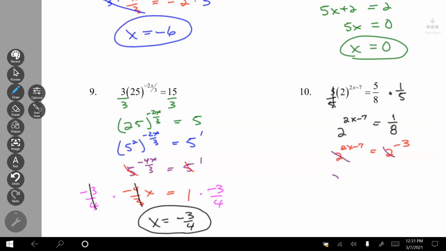These cancel out. 2x minus 7 is equal to negative 3. 2x is equal to 4. x equals 2 is my solution. So you've got to remember what your powers are, especially when you have a fraction.